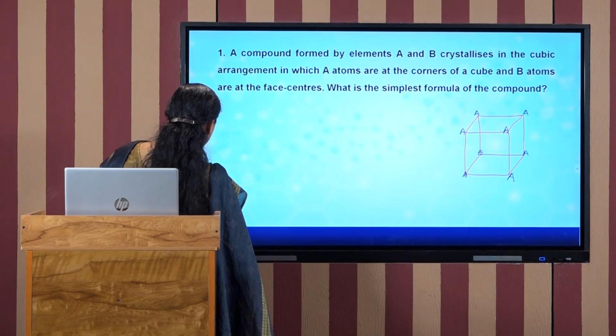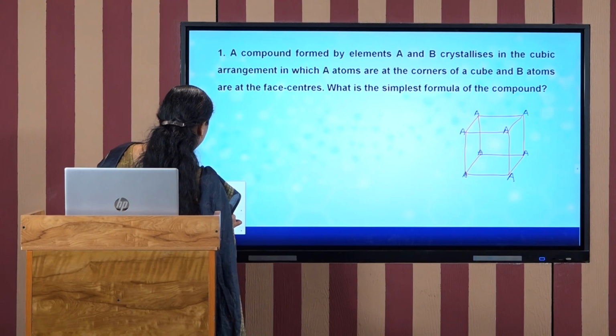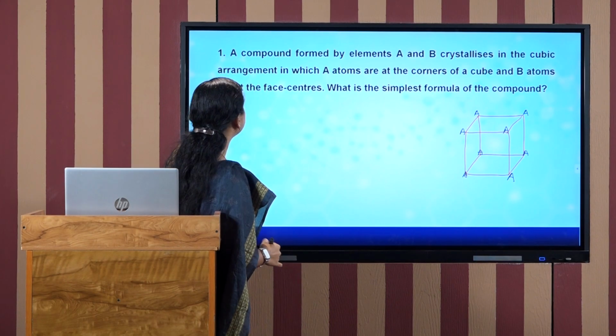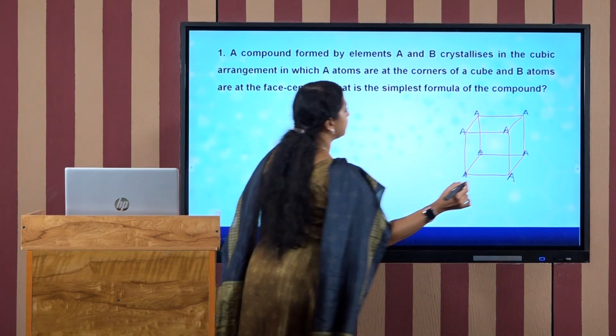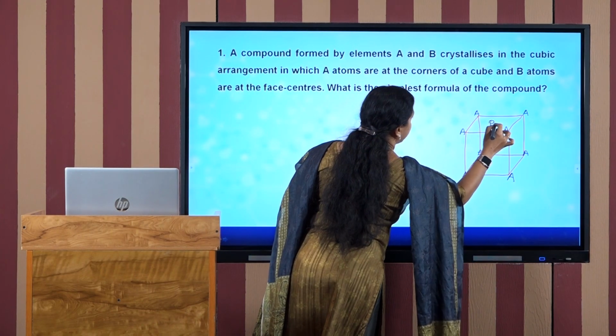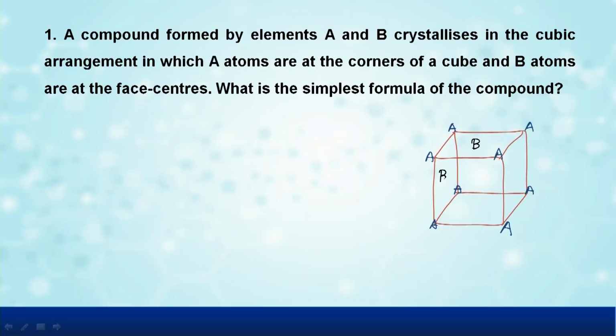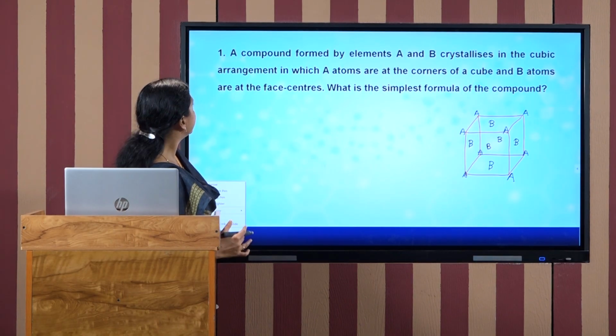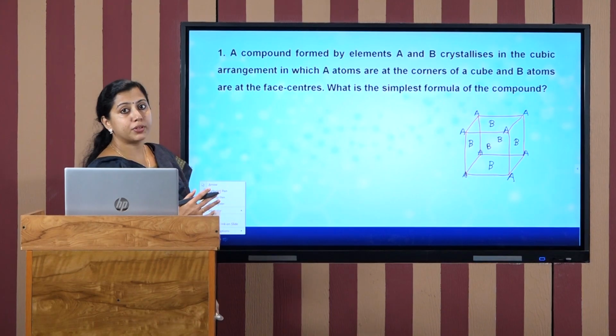Now, what about the B? It is given that B atoms are at the face centers. So, there will be one B atom here, here at the centers of each face, one on the front and one on the back. So, like this. Now, we have to find out the simplest formula of the compound.